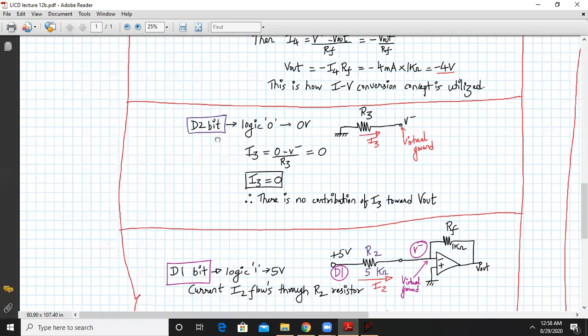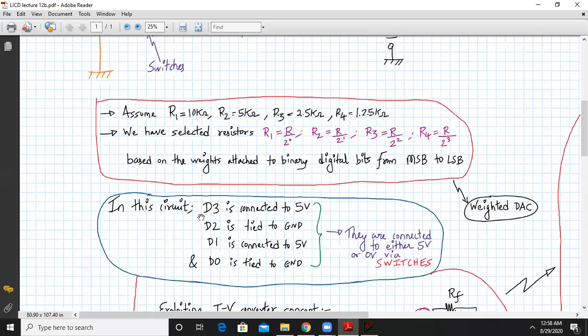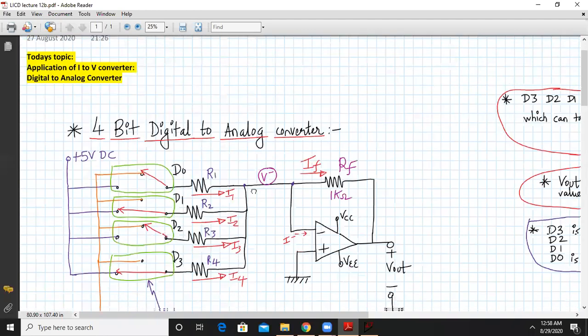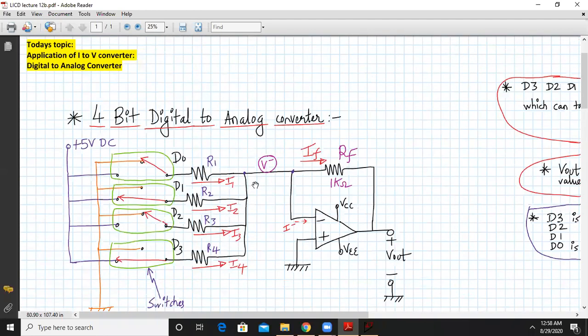So we have come to an end of our discussion today. Today's topic was digital to analog converter, and we have built a 4-bit digital to analog converter, and we have verified its different combinations. At least 3 different combinations we have verified in LT-SPICE. So that's it for today's topic.